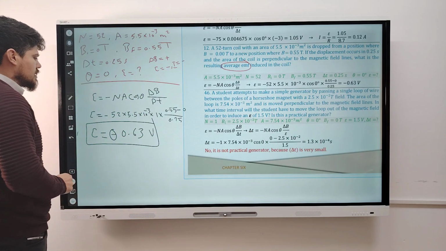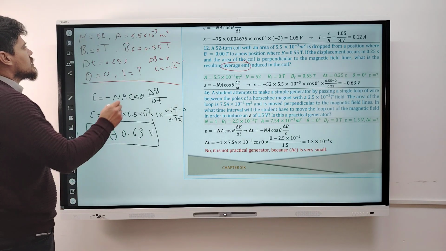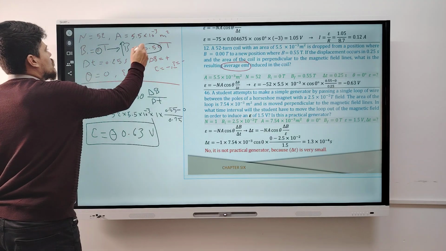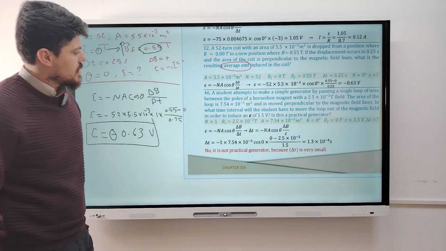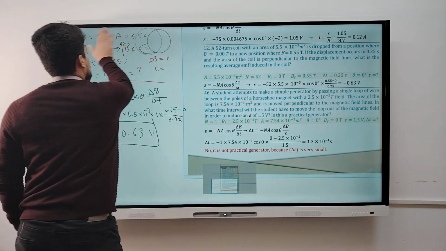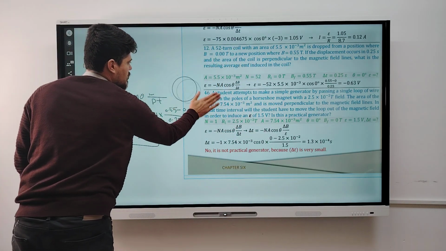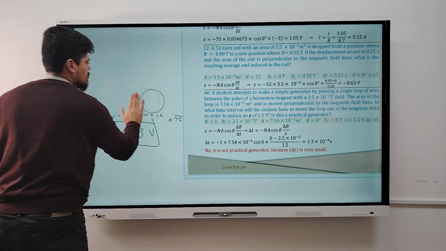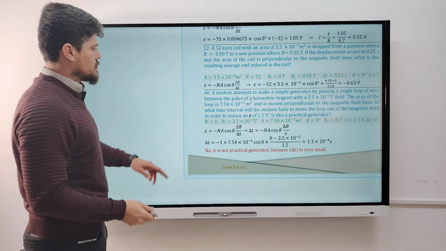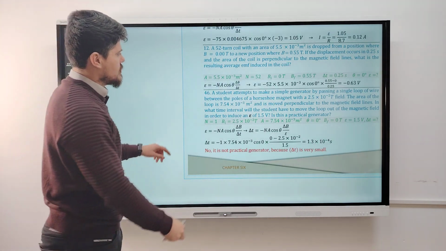Why is the EMF result negative? Because the magnetic field increases from 0 to 0.55 Tesla. Okay. So this is question 12. We solved it. Now we will solve question 46.